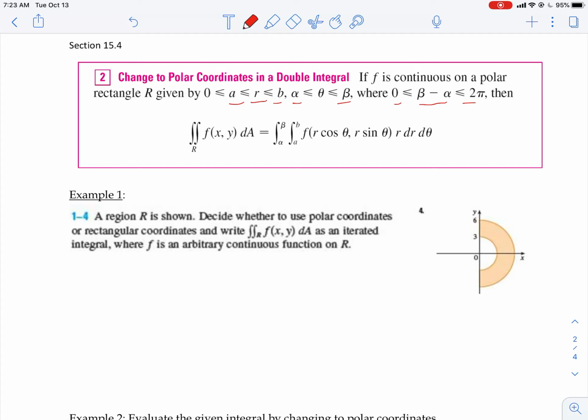Now, it's always going to be set up this way. I know we could use Fubini's theorem and have x or y first or last. Here, our d theta is always going to be the outside integral. The reason why it's the outside integral is because theta is always going to be a constant. And that's really nice because it's going to make this work really easy. Again, we always want our constants on the outside.